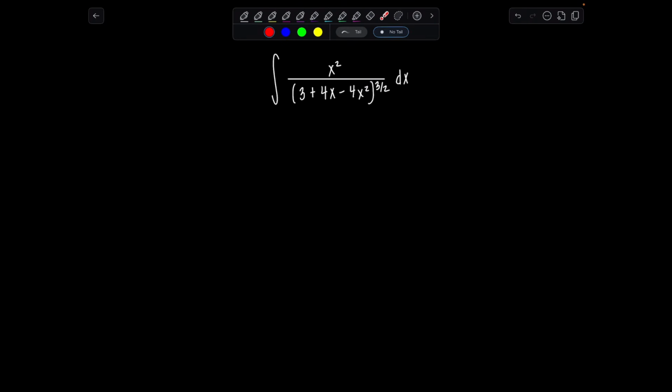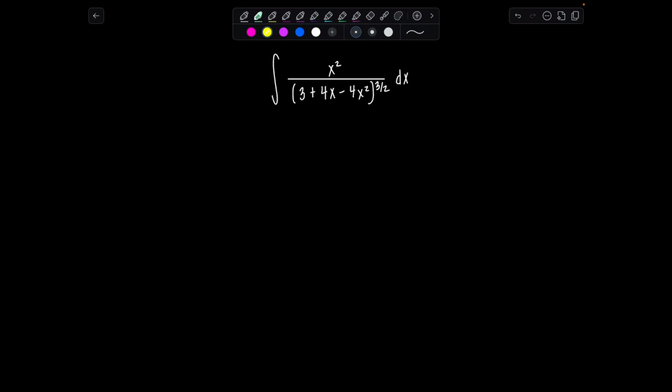So we have the indefinite integral of x squared over (3 plus 4x minus 4x squared) raised to the 3/2, dx. The reason we have to do trig sub for this and not, say, partial fraction decomposition is because the denominator doesn't factor. And so we have to play around and figure out how we can complete the square.